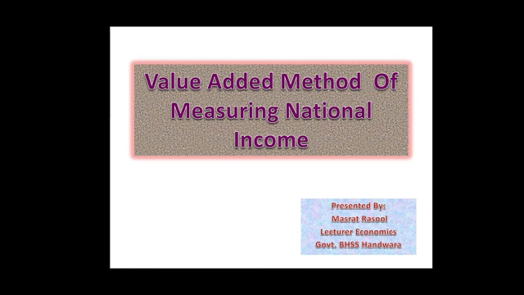On the basis of these three aspects of national income, there are three important methods of measuring national income. First method is the value added method, which is also known as product method. Second is the income method, and third one is the expenditure method. In today's lecture, we will discuss the value added method of measuring national income.